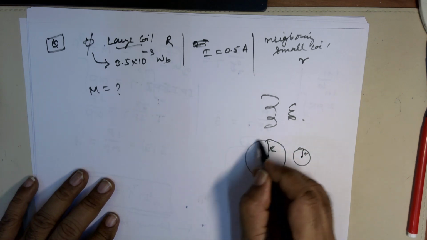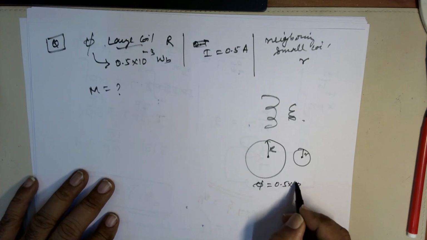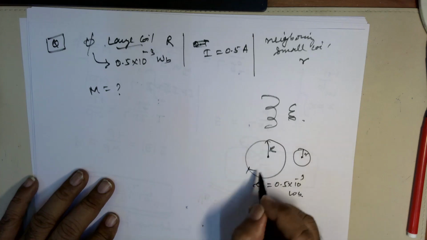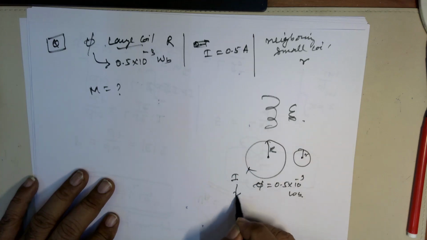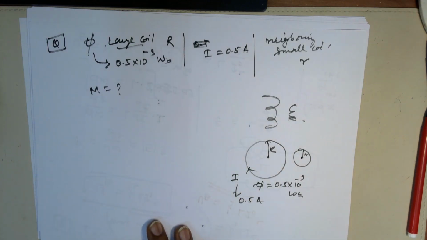The flux here is phi equal to 0.5 into 10 power minus 3 Weber, and the current passing through this coil is 0.5 ampere. Now, what is the mutual inductance? The coefficient of mutual inductance is M. So that is the question.